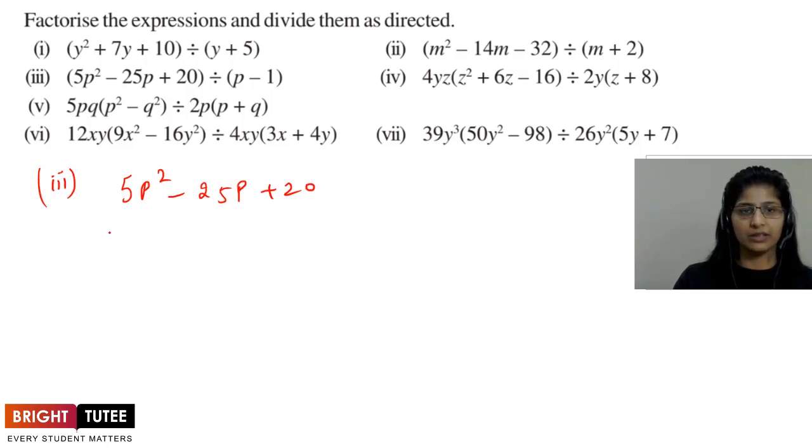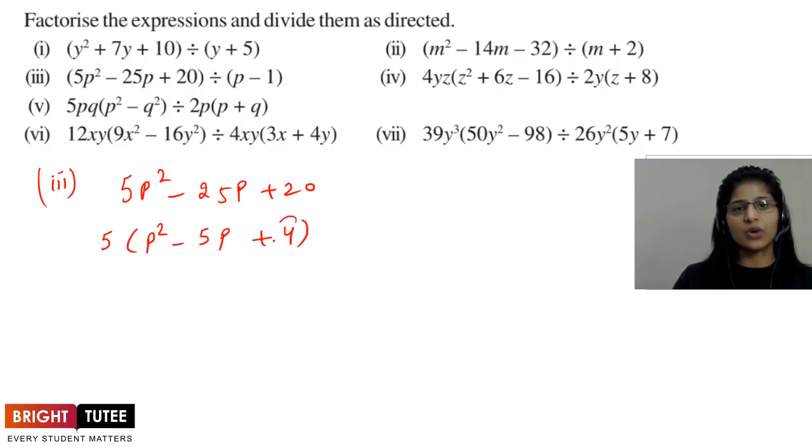5 is common here. So p square minus 5p plus 4 after taking 5 common. Now you want the product as 4 and you want the sum as minus 5. So we will write it as, it is really easy. We can write minus 4p and minus p, that gives us minus 5p, and minus 4 and minus 1 when multiplied will give us plus 4.